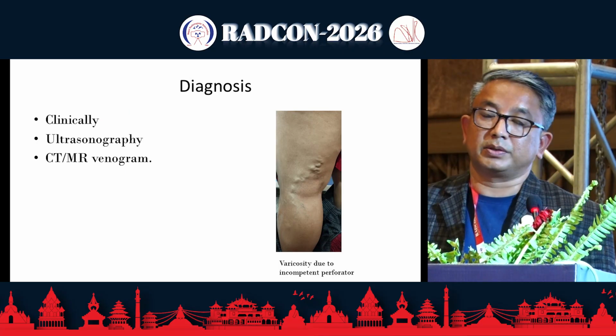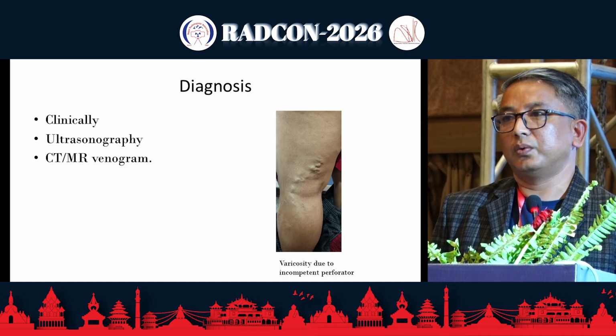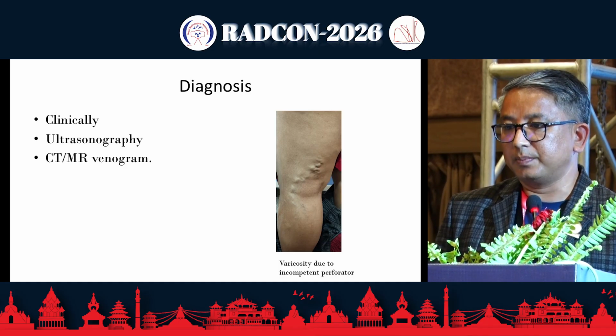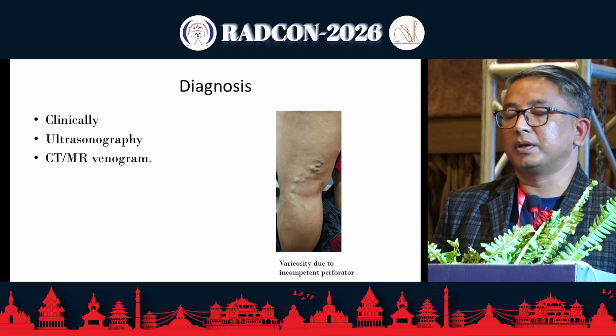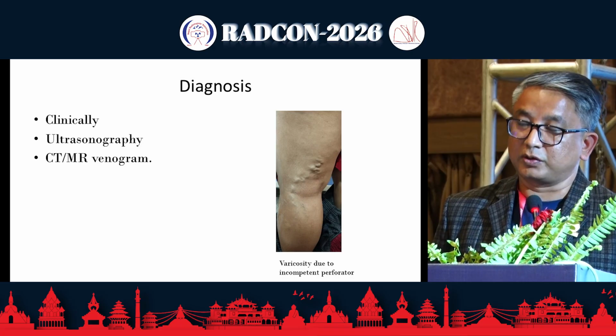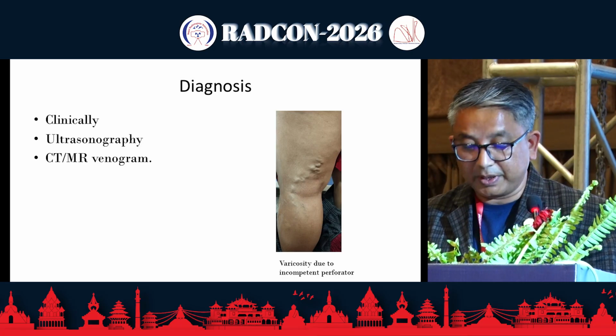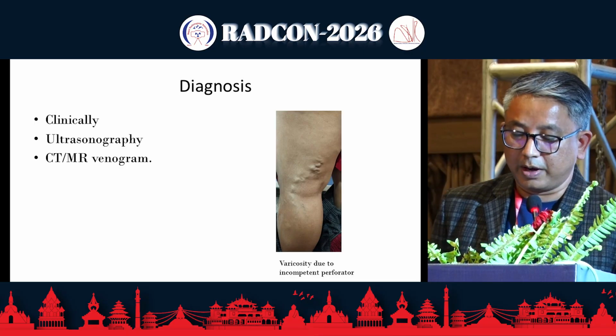Coming to diagnosis, clinically we look at the symptoms and signs in the lower limbs, but the main thing is that we detect anatomical defects by ultrasonography. It stays as the mainstream. In some cases, CT or MR venogram is needed.